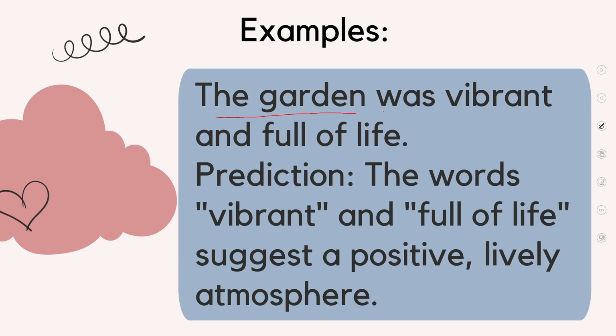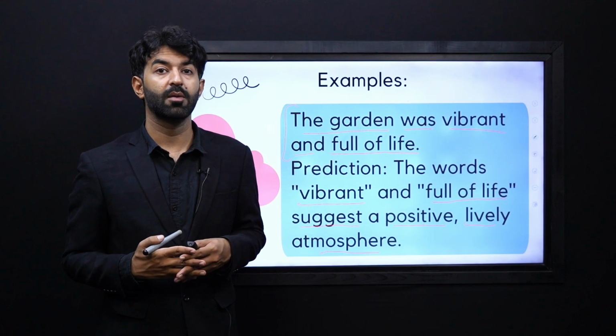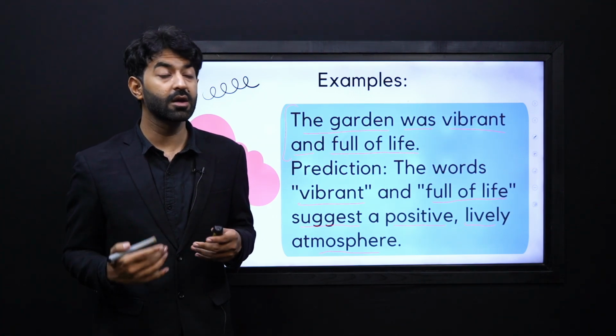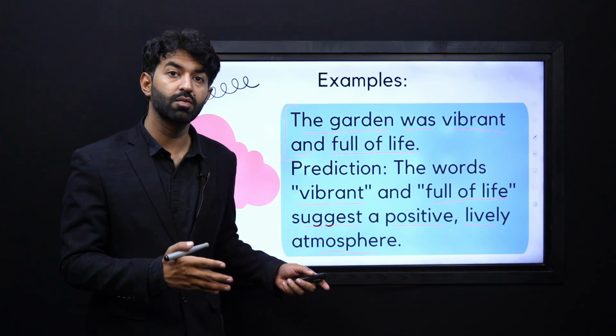Let's look at some examples over here. The garden was vibrant and full of life. If you read this text, what do you understand by this? The garden was vibrant and full of life. Now, the word vibrant here and full of life, these are the words we need to predict. They suggest a positive, lively atmosphere. Now, we know that these two words are positive. They are very environmentally friendly, very natural, calming, so we can get to the right meaning of the word.